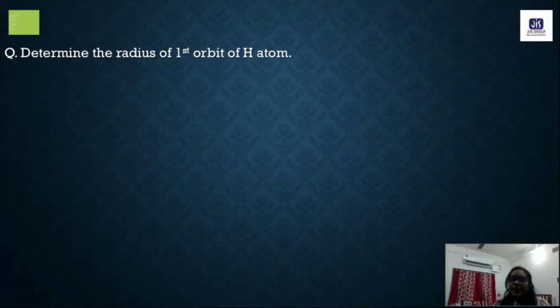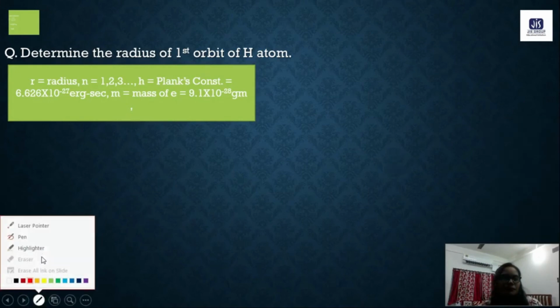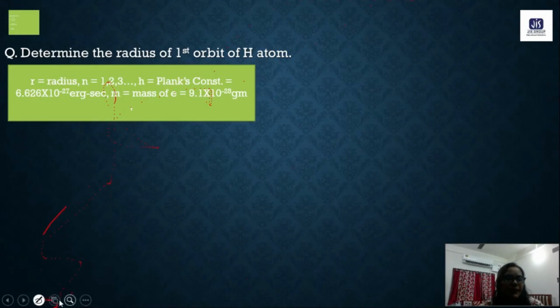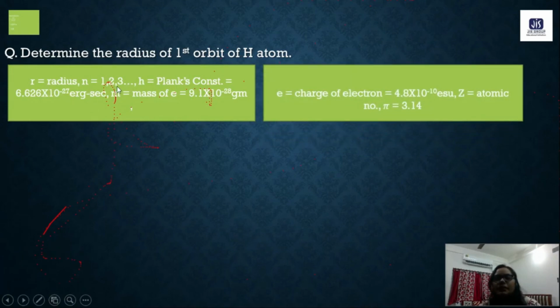Now we will calculate the radius, the determination of the first orbit of the hydrogen atom. Already we have seen. Now look, r equals, this is the radius. n can be 1, 2, 3. h is the Planck constant, that is 6.626 into 10 to the power minus 27 erg per second. m is the mass of the electron, which is 9.1 into 10 to the power minus 28 gram. e is the charge of the electron, that is 4.8 into 10 to the power minus 10 ESU. Z is the atomic number, and pi is 3.14. That we all know.